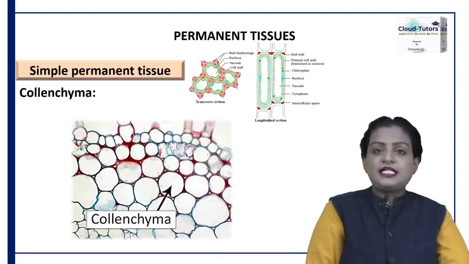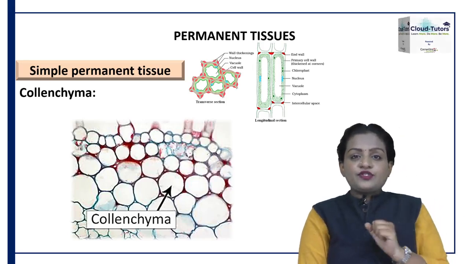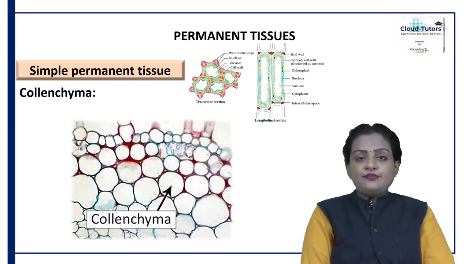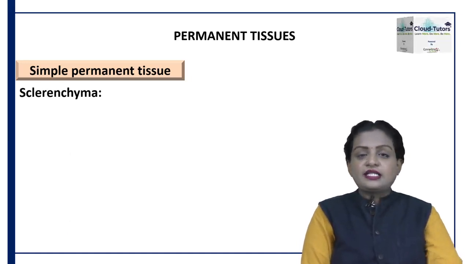Now this is how the typical collenchyma looks under microscope. You can actually see the pectin deposition at the angles. Now coming to the third simple permanent tissue, that is sclerenchyma.